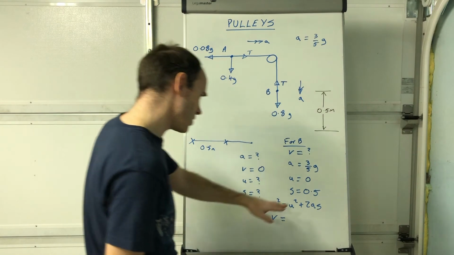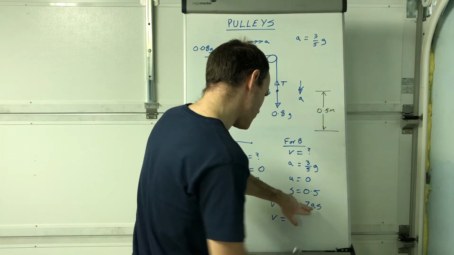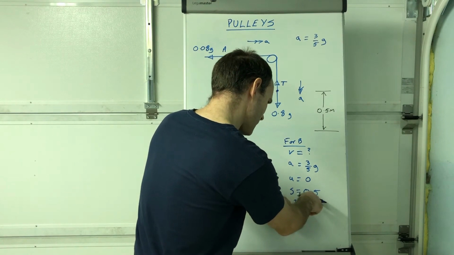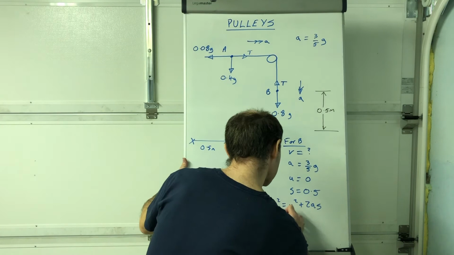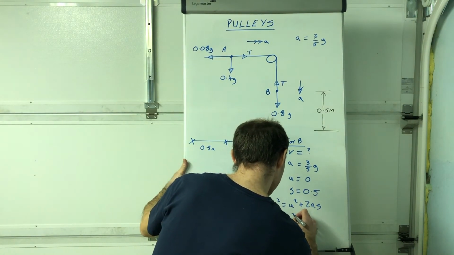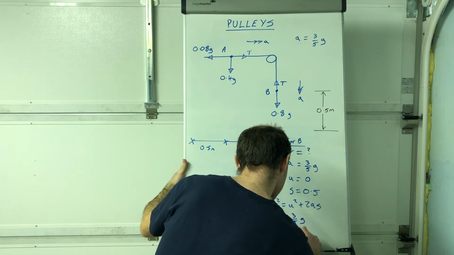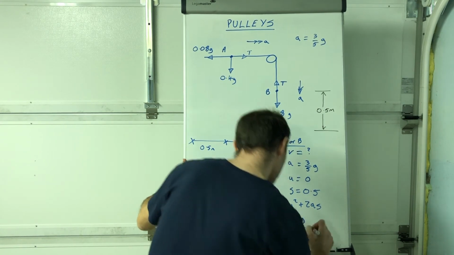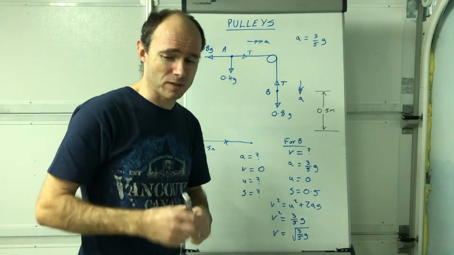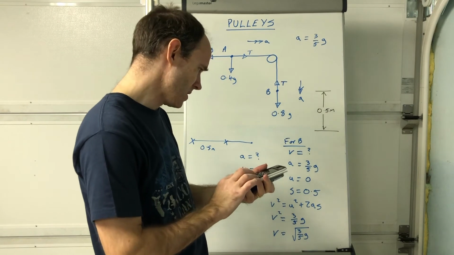So you've got 0, and then you've got 2a times s. So 2 times a half is 1, so you just get a. So v squared is going to be equal to just a, which is 3/5 g. So v itself is going to be equal to the positive square root of 3/5 g. We don't need to work out what that is. Well, you probably want to, don't you? But we don't actually need to.